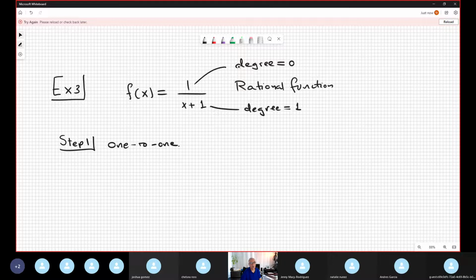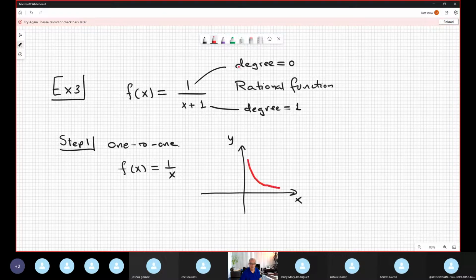Okay, to analyze one-to-one, I always recommend the graph. But the graph is similar, in my opinion, to the function 1 over x, no? You are familiar with the function 1 over x, I know very well, from the first chapter. Okay, the graph looks like that.